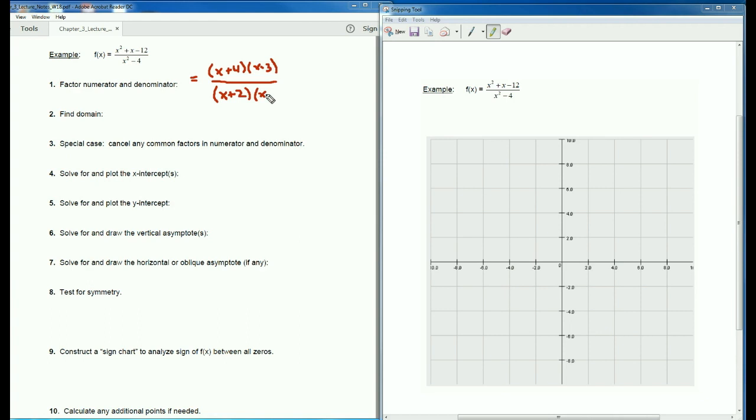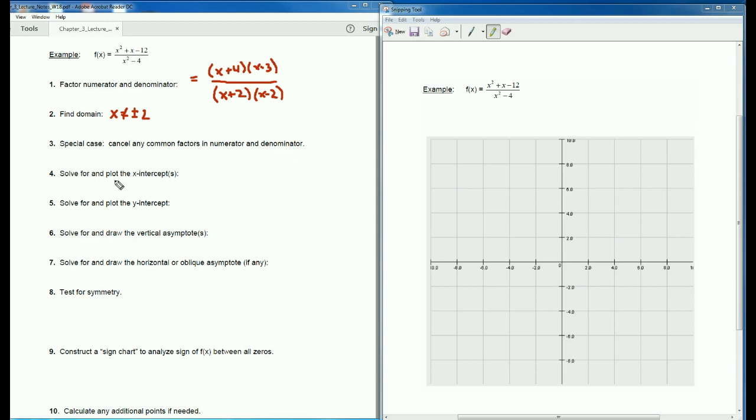X minus 2. Okay. So from that, then, we can find the domain. Obviously, we cannot let x equal -2 or +2. So I'll just write shorthand notation, x cannot equal plus or minus 2. All right, special case, cancel any common factors. There are none, so we don't have to worry about that step here.